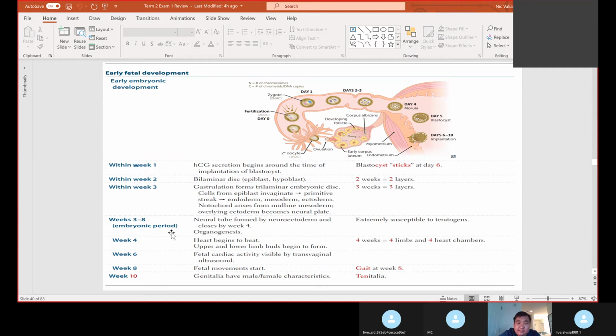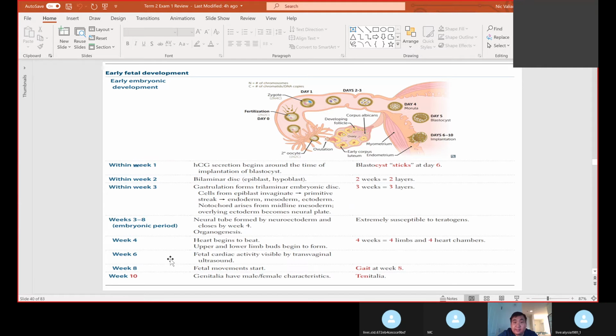How about week 3 to 8? This is your embryonic period. The neural tube is formed by neuroectoderm and it closes by week 4. During this week, the embryonic period, the embryo is very susceptible to teratogens. Why? Because of organogenesis. Week 4, the heart has 4 chambers, so the heart begins to beat. 4 weeks, you have 4 limbs and 4 heart chambers.